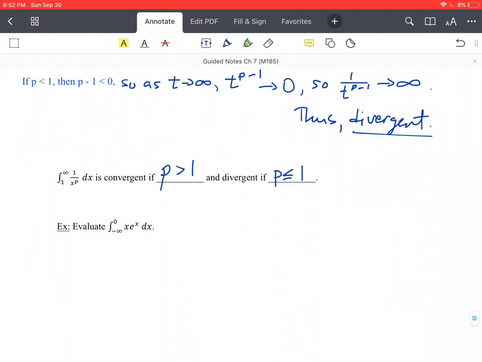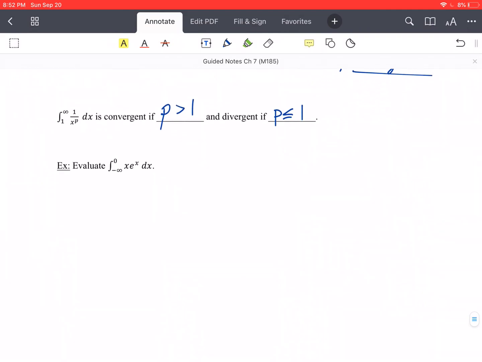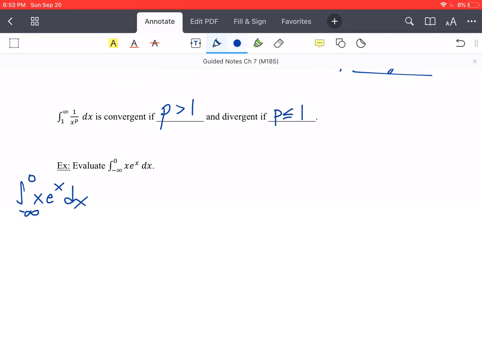So evaluate the integral from negative infinity to 0 of x e to the x. So let's move away from those rational functions. So to start us off here, we've got the integral from negative infinity to 0 of x e to the x dx. So let's set it up in terms of the limit. So limit as t approaches infinity, or excuse me, negative infinity, because we're coming at it from the left now, of the integral from t to 0 of x e to the x dx.